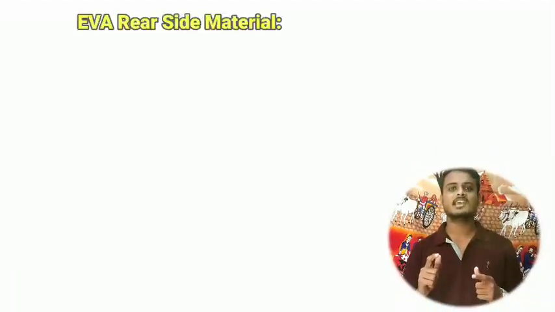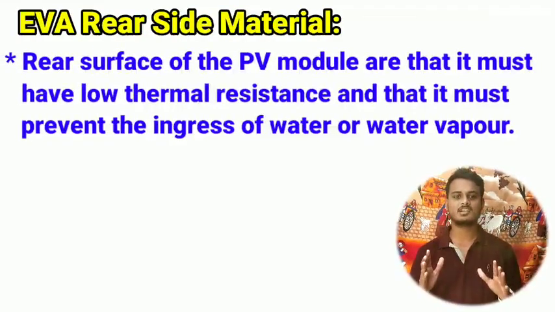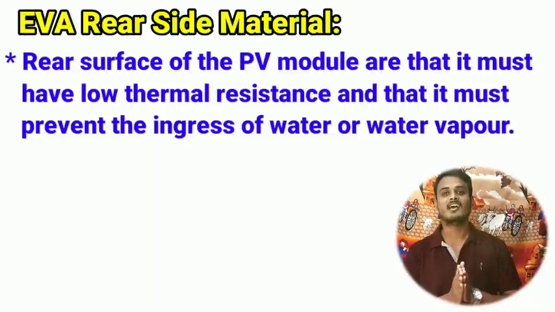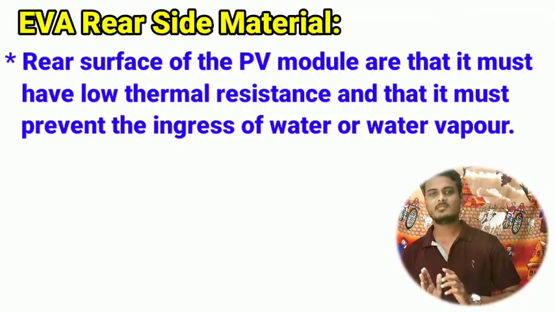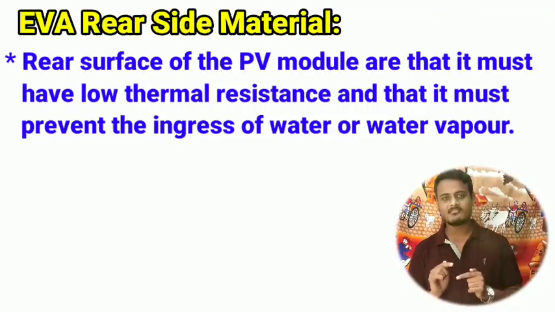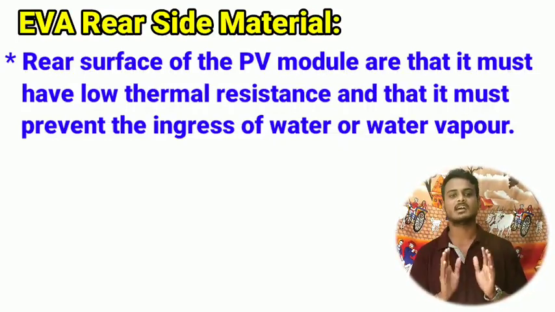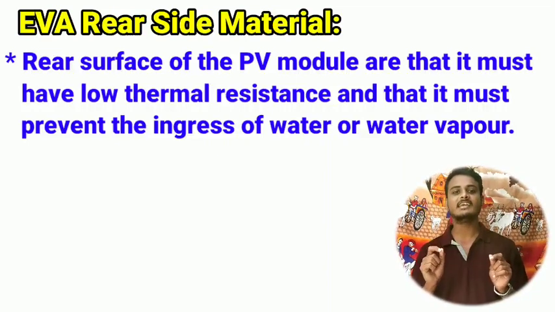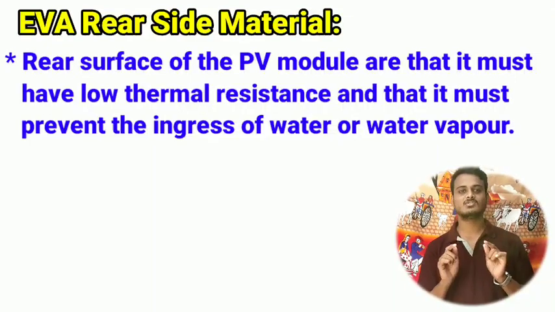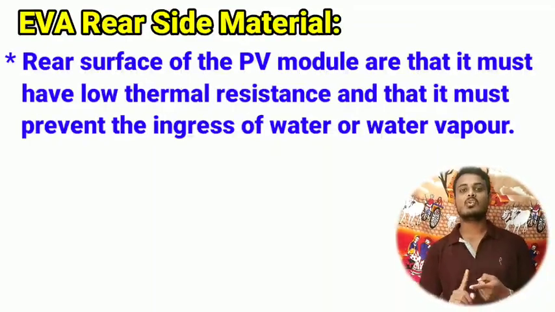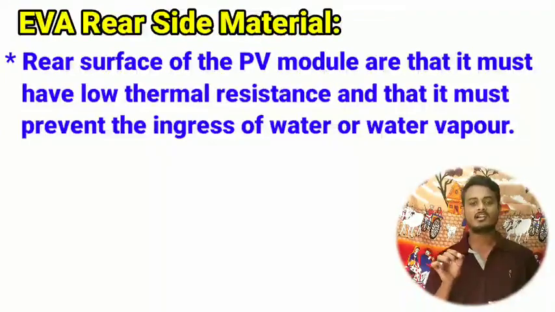The next one is EVA back surface material. The rear or back surface of the PV module must have low thermal resistance. We have already explained what we need from the front side EVA material: low reflection. In the same way, for the back or rear side material, we need the lowest thermal resistance, and it must prevent the ingress of water or water vapor also. For the backside solar EVA layer, the first is low thermal resistance and the next is preventing ingress of water or water vapor.